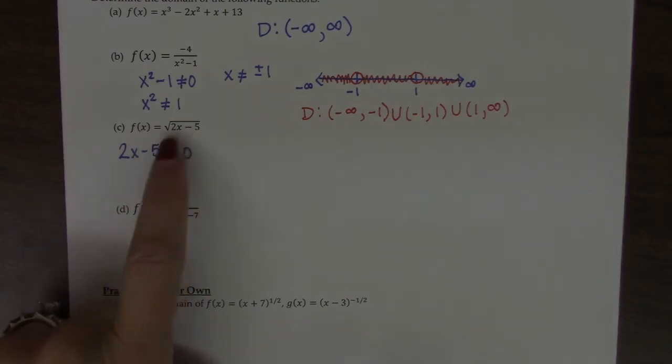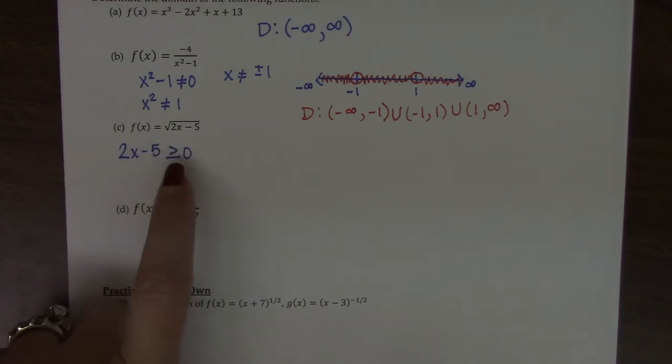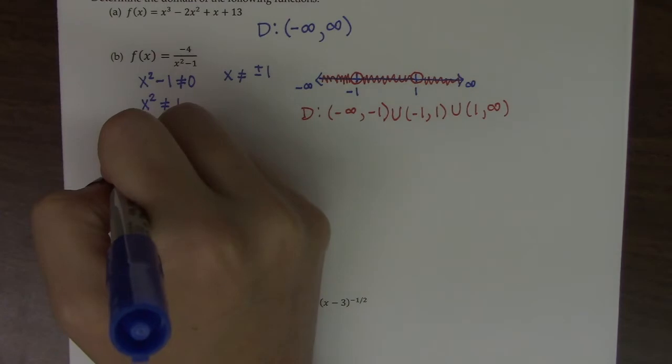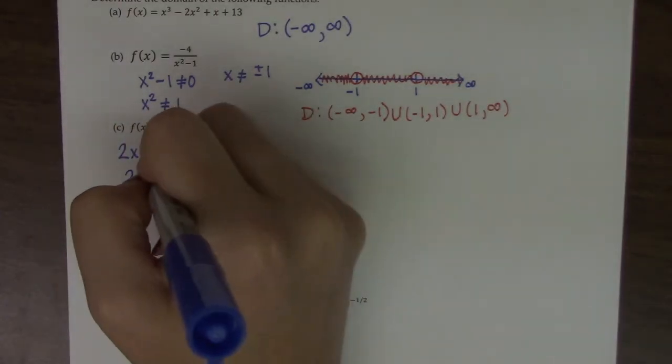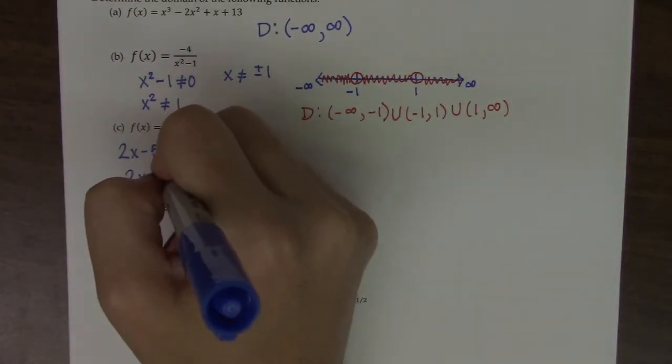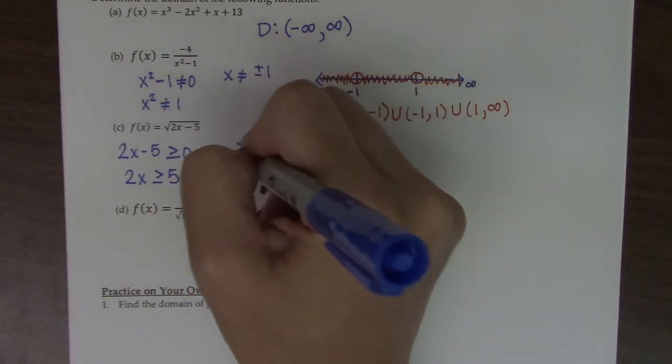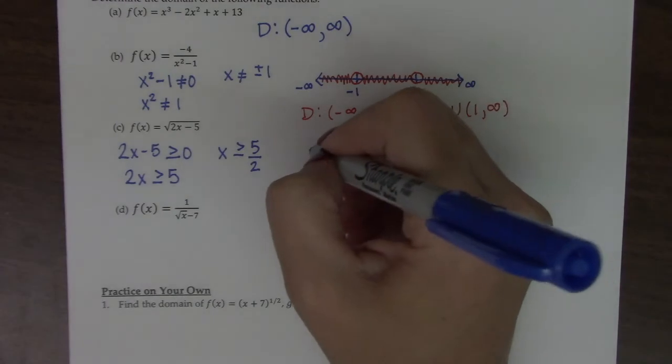But if for some reason this radical were in the denominator, if this were 1 over the square root of 2x minus 5, then I would have to exclude 0 because rule numbers 1 and 2 would be invoked at the same time. So those rules can be combined, right? But it is perfectly okay to take the square root of 0. It's 0. So now let's solve this inequality. So 2x is greater than or equal to 5. So x is greater than or equal to 5 halves.